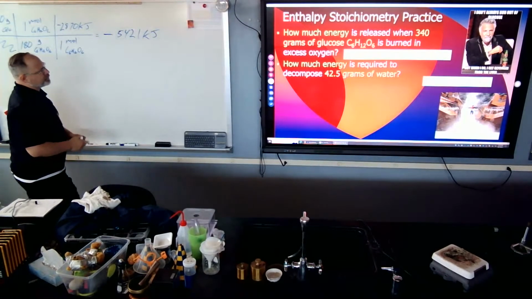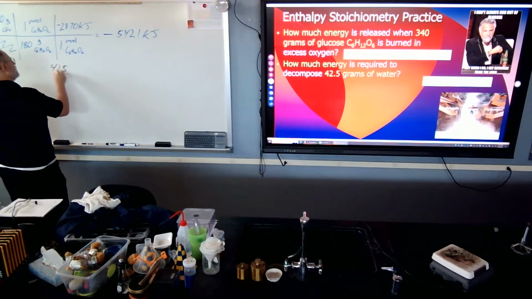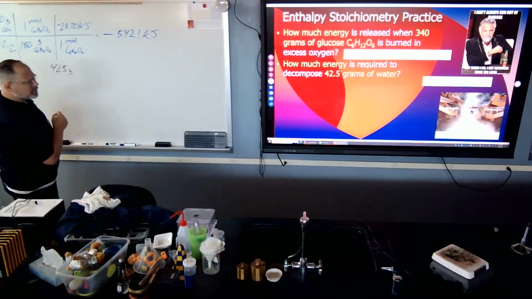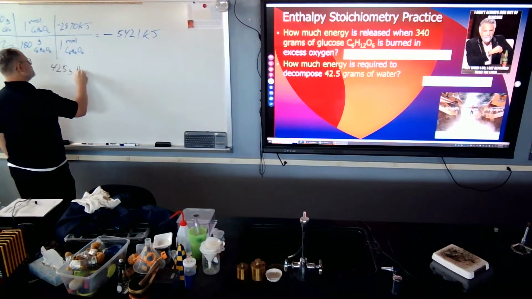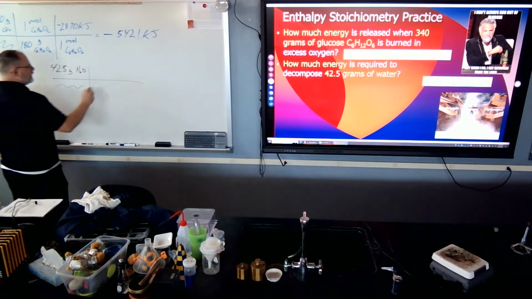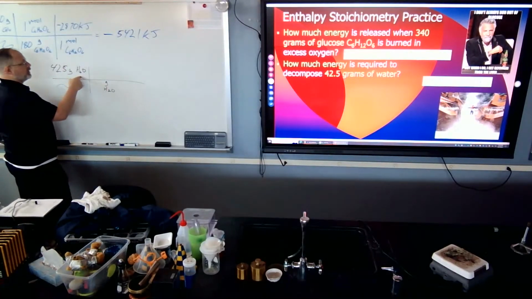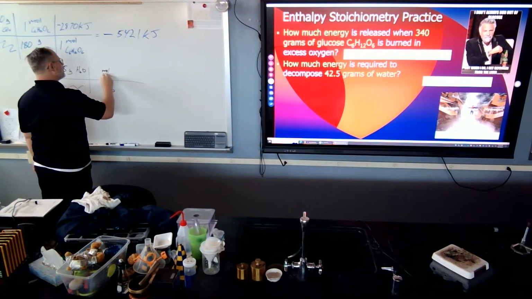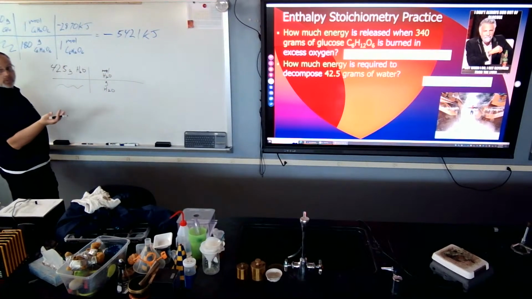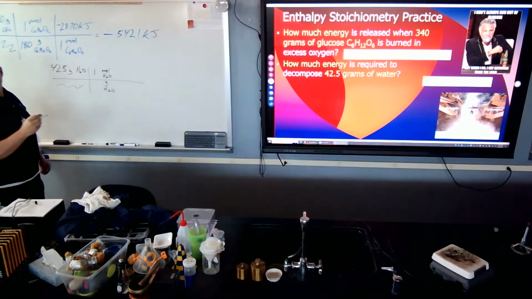So let's see, if I was doing this, I would say I'm given 42.5 as my starting thing: grams of water, grams of H2O. And I recognize that nothing goes there. Then I would put the grams of H2O here to cancel out the grams of H2O here, and I'm going to convert it to moles of H2O. And the periodic table tells me 1 mole of H2O has what mass? 18.0?